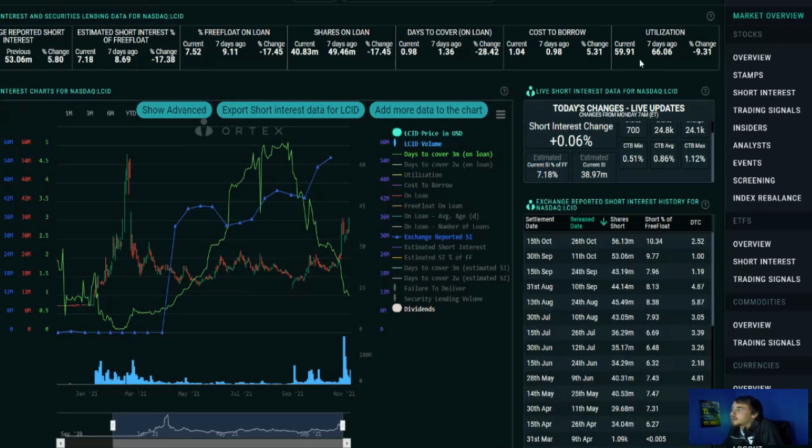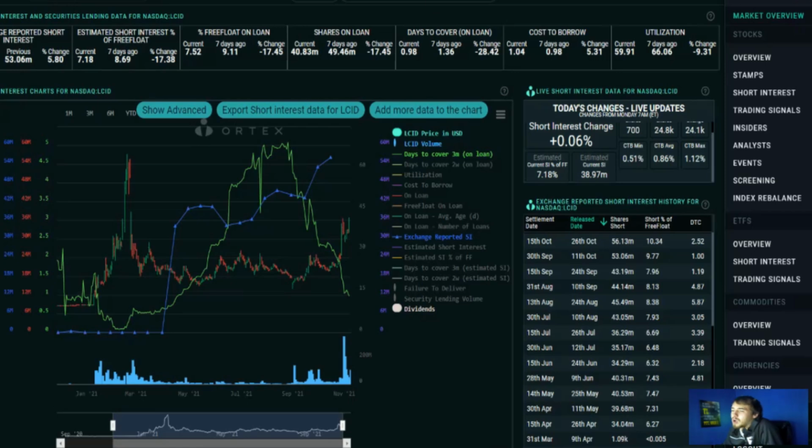And the share utilization is at 59.91%, going down over the past 7 days. And that's pretty normal as the price of the stock goes up. More brokerages, hedge funds, and institutions are willing to lend out shares to have them sold short, just because it's basically a win-win for them. So that's the situation from the Ortex data, the EV infrastructure bill, and a little bit of the technical analysis.